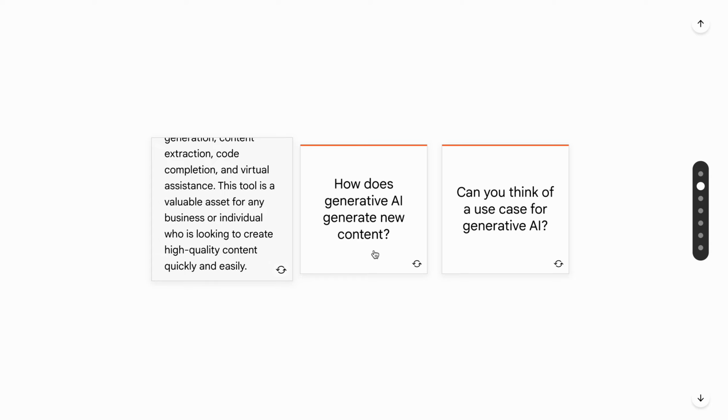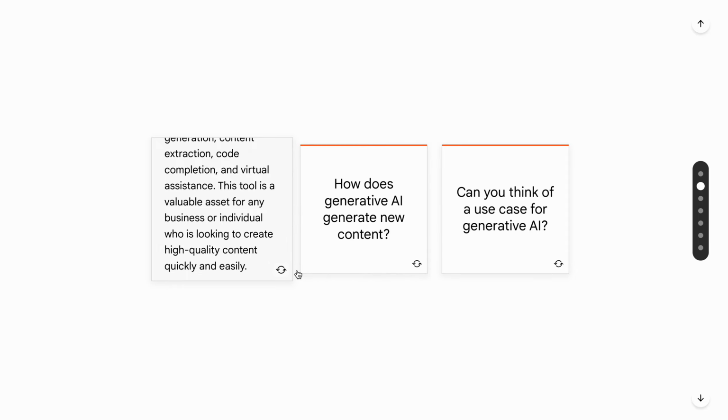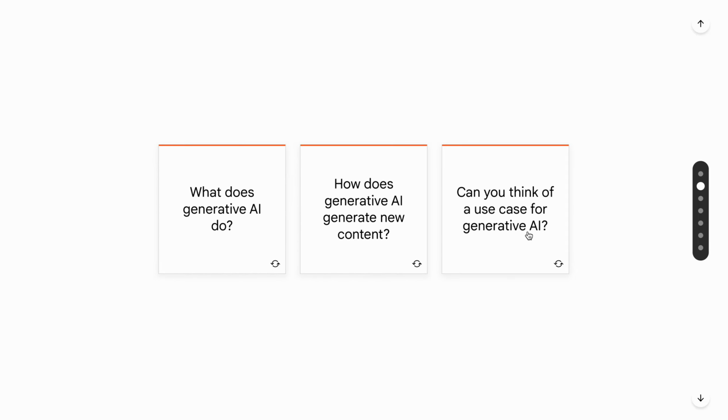So how does Generative AI generate new content? It is trained on massive amounts of data, which results in a foundational model. And this model can then perform those tasks that I just spoke of here, or it can be fine-tuned further by training more on specific data according to the use case. And then, can you think of a use case? So it's just giving that as an exercise to me.